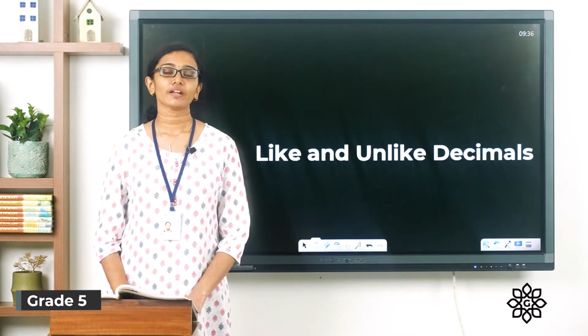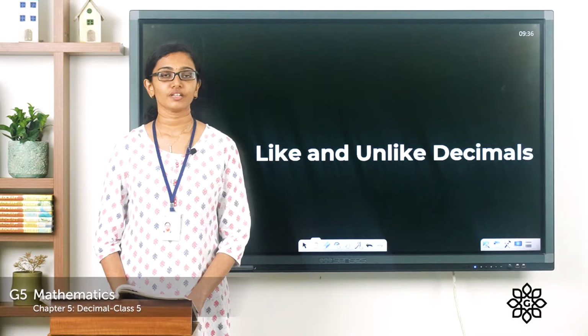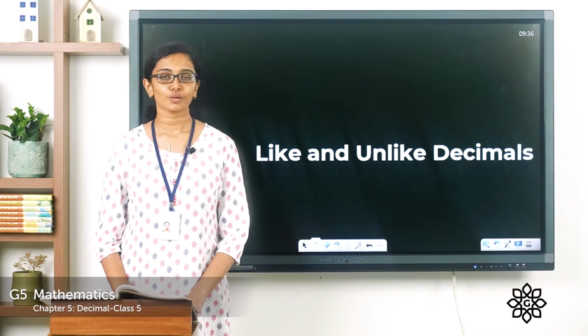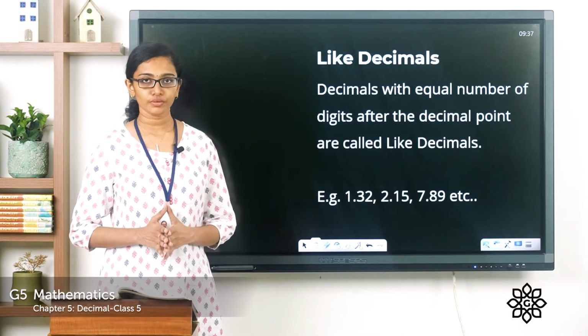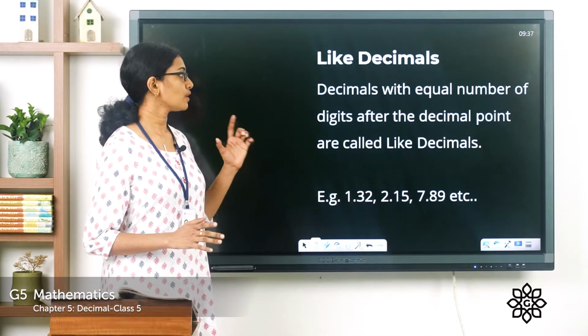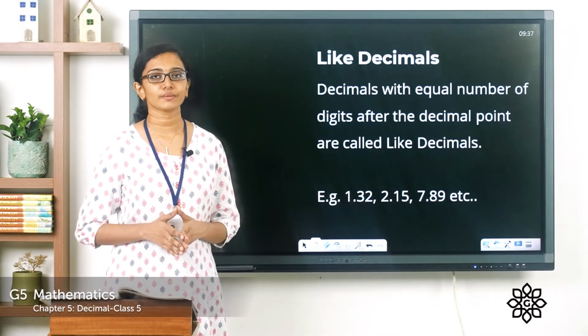We are learning about decimals in this chapter. Today, let's learn about like and unlike decimals. So, what are like decimals? Like decimals are those which have an equal number of digits after the decimal point.